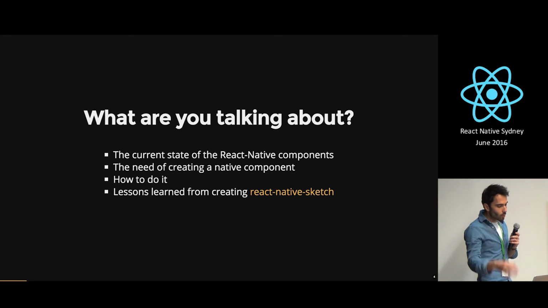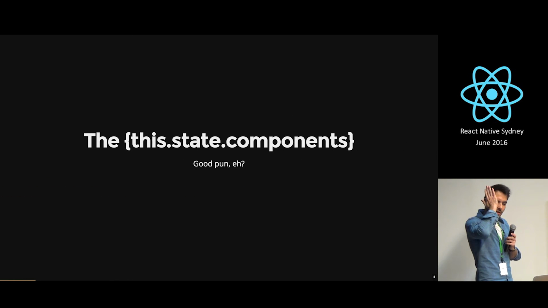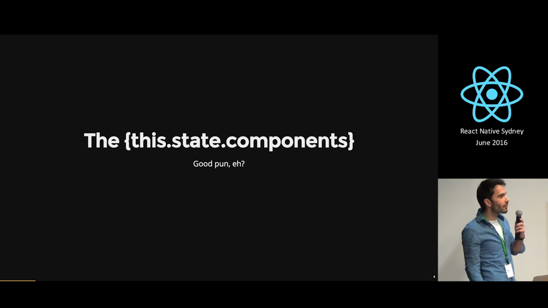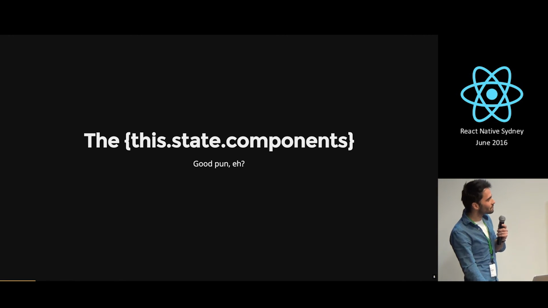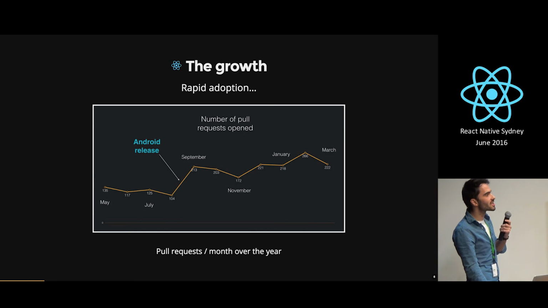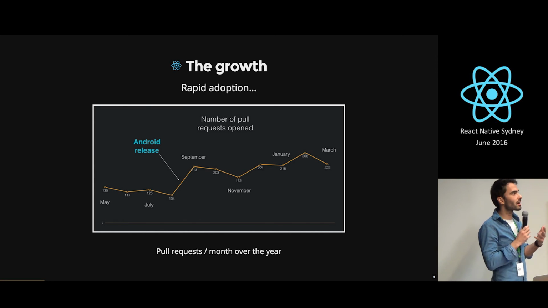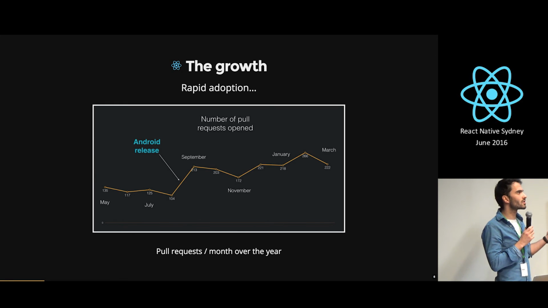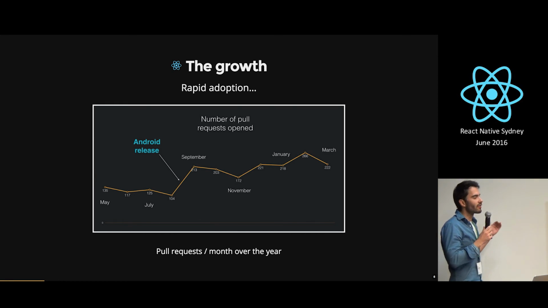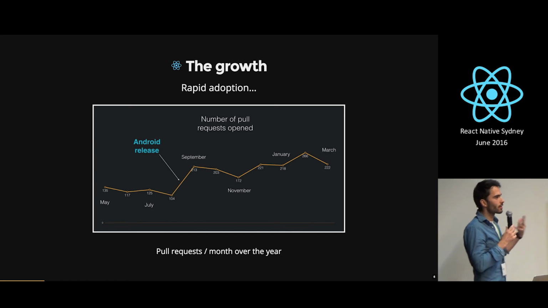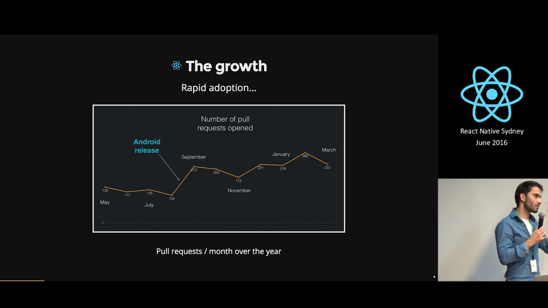So, the current state of the components. React Native has been around for 1 year now, as we all know, and it's been a blast. They can count now more than 700 contributors, 6,000 commits. The community has really well reacted to that. It's another pun. Reacted.